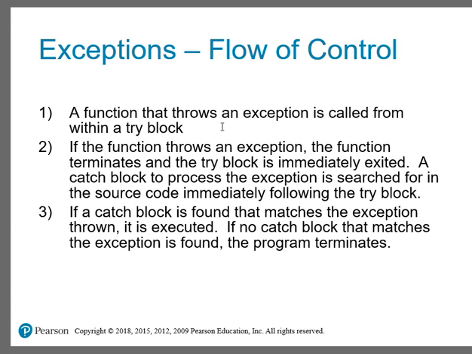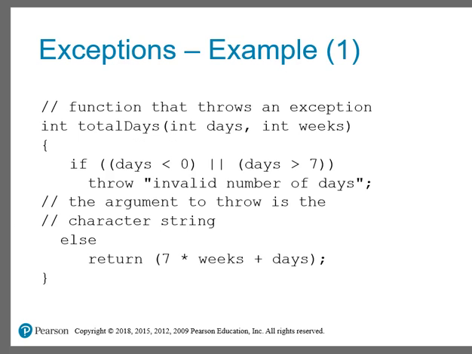When a function throws an exception, it is within the try-catch block. If a function throws an exception, it terminates and the try block is immediately exited. A catch block to process that exception is looked for, and the source code immediately follows. It's looked for immediately after the try block. If a catch block is found, then it is executed.